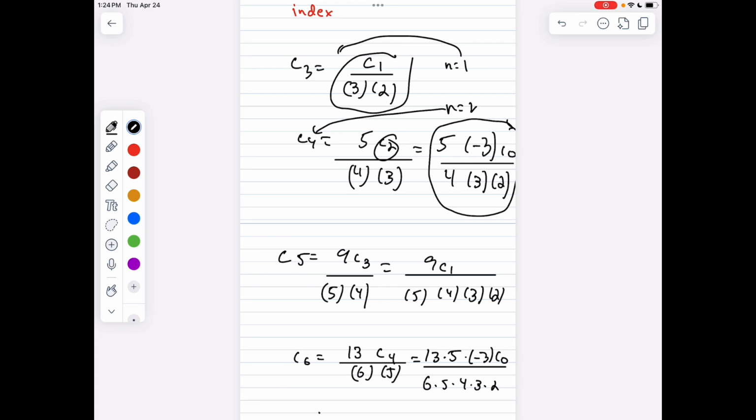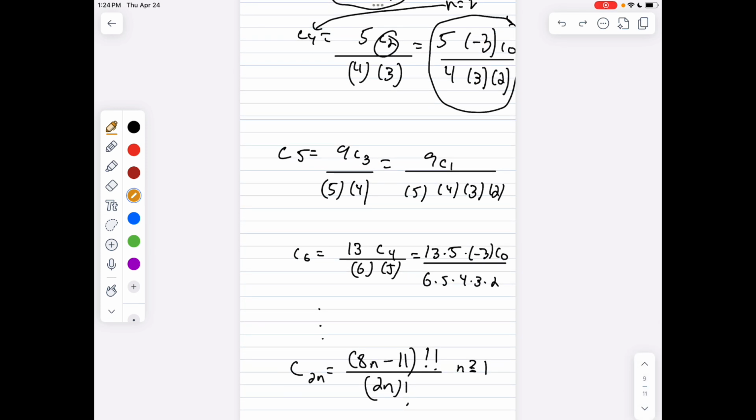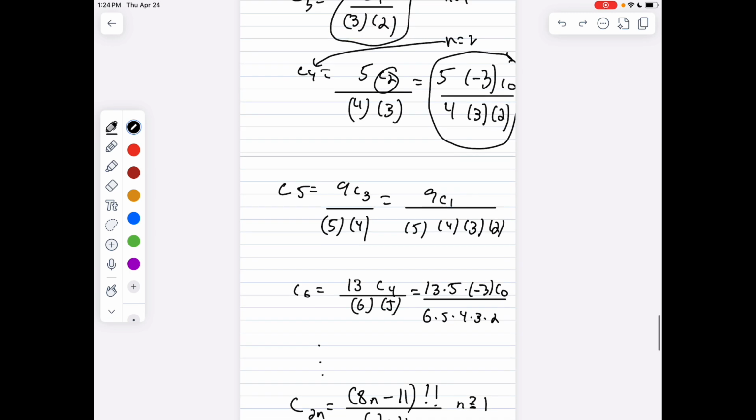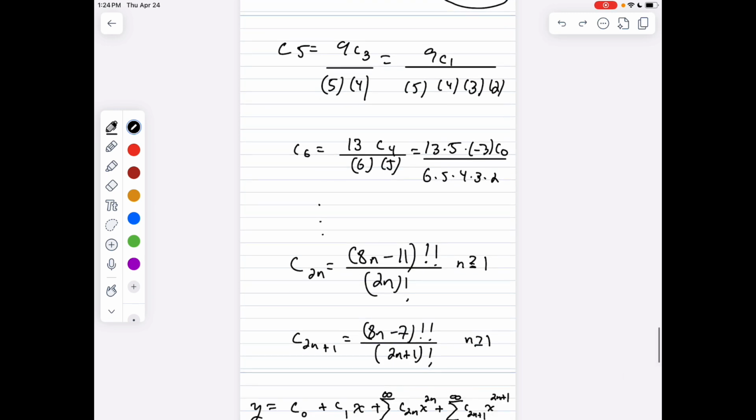And here's what I'm going to do. I'm not going to simplify these expressions. You might have seen that you can cancel a 3 here, which is true, but you do not want to do that. Trust me. You want to pick patterns up, and the best way to pick up a pattern is by not canceling things out. So you go ahead and figure out more and more terms. Here's what c5 is, 9c3 over 5 times 4, but c3 is equal to c1 over 3 times 2, so we plug those in, and so on.